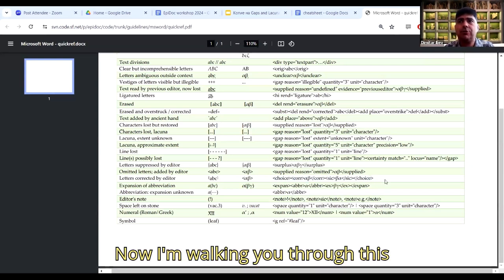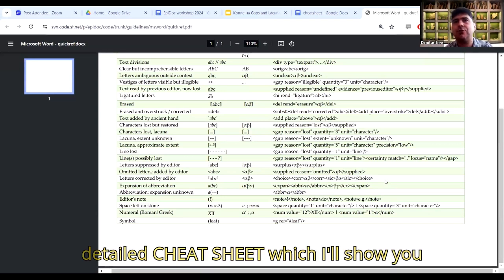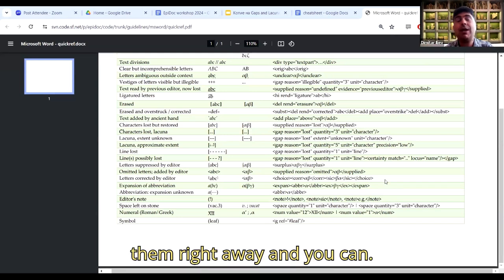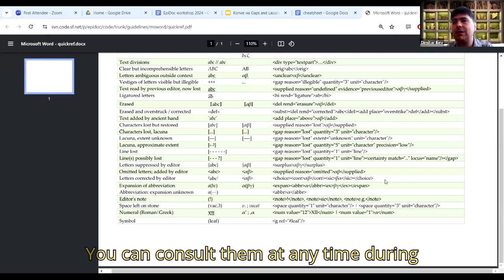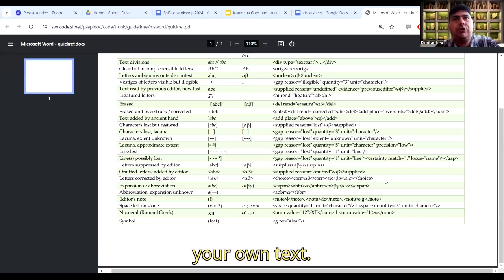Now I'm walking you through this document, but this, as well as the most detailed cheat sheet, which I'll show you in a while, I'll link to them right away, and you can consult them at any time during our hands-on session when you will encode your own text.